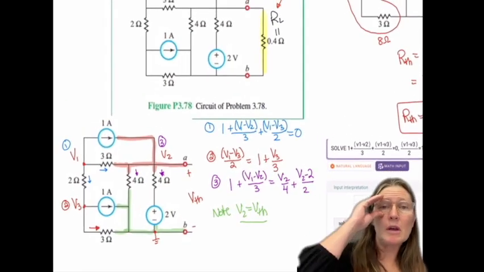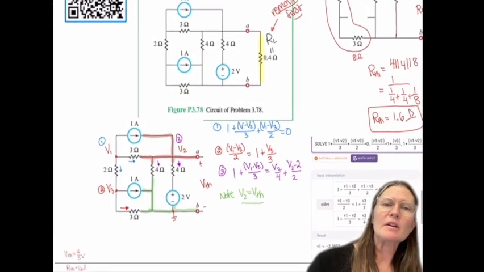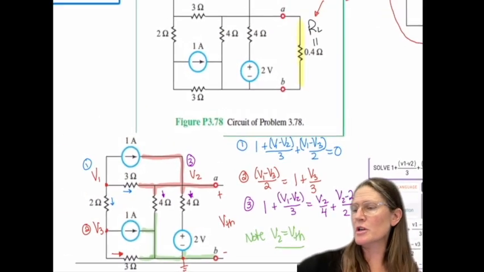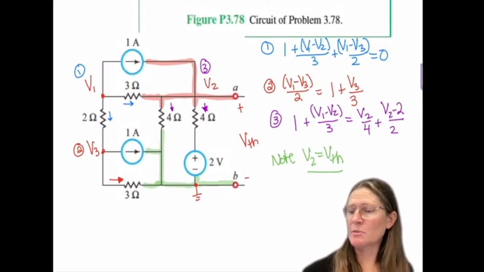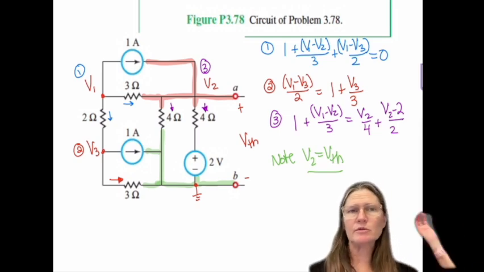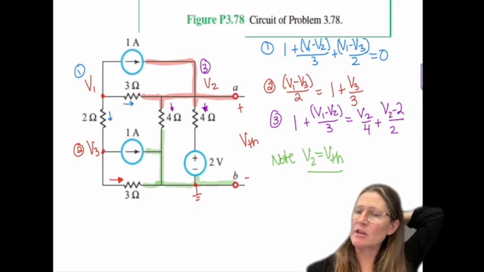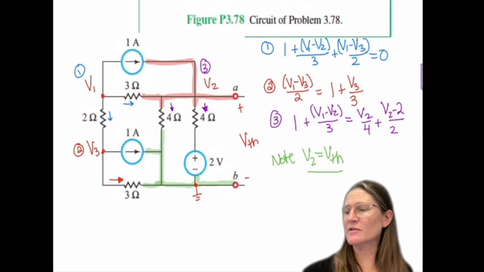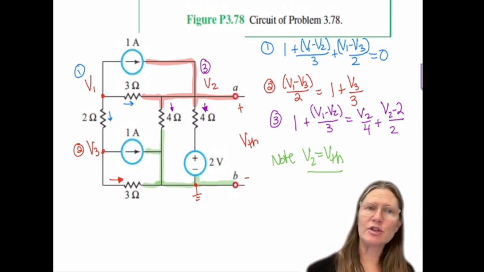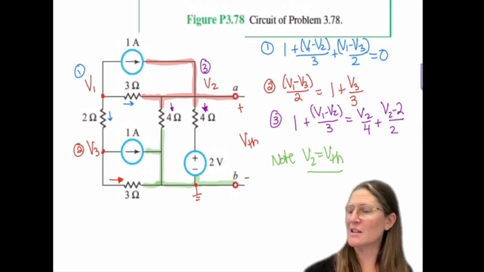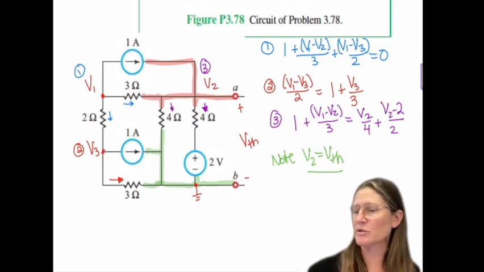All right, so with this one, setting up the equations for VTH, which is going to be between A and B. So I did V1, V2, and V3 nodes. V1 equation is 1 plus V1 minus V2 over 3 plus V1 minus V3 over 2. And then at V2 location, the V1 minus V3 over 2 comes in, and then 1 amp goes out, and V3 over 3 goes out.